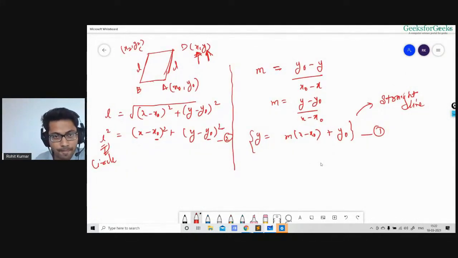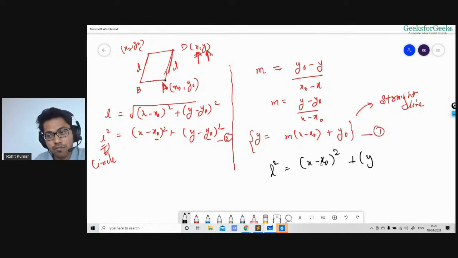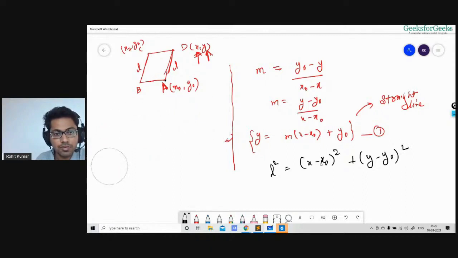So suppose this is your center, x naught comma y naught. Let me take this as the center. For clarity, let me write equation 2 over here. So L square is equal to x minus x naught whole square plus y minus y naught whole square. Let me erase this part.